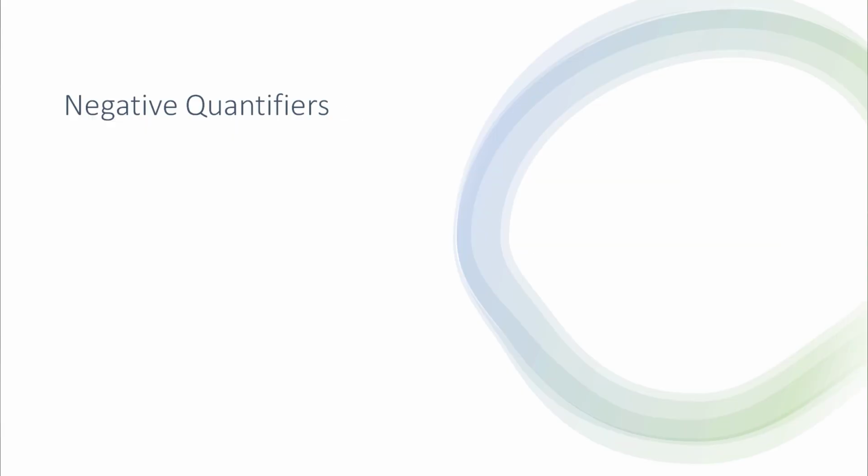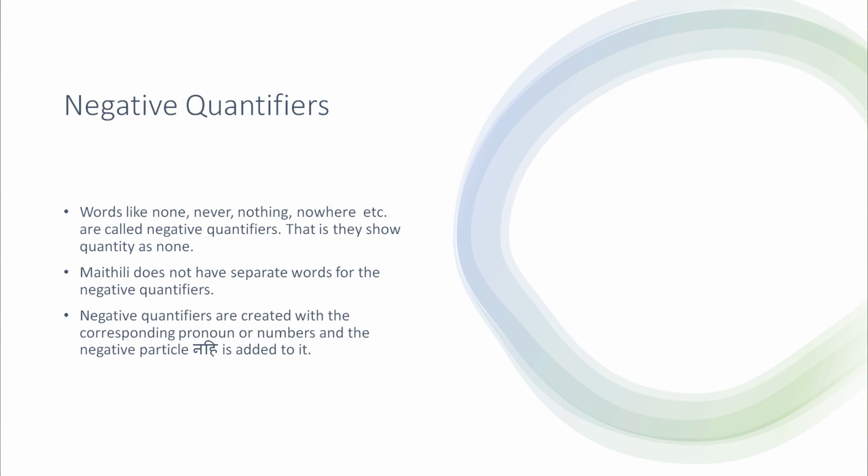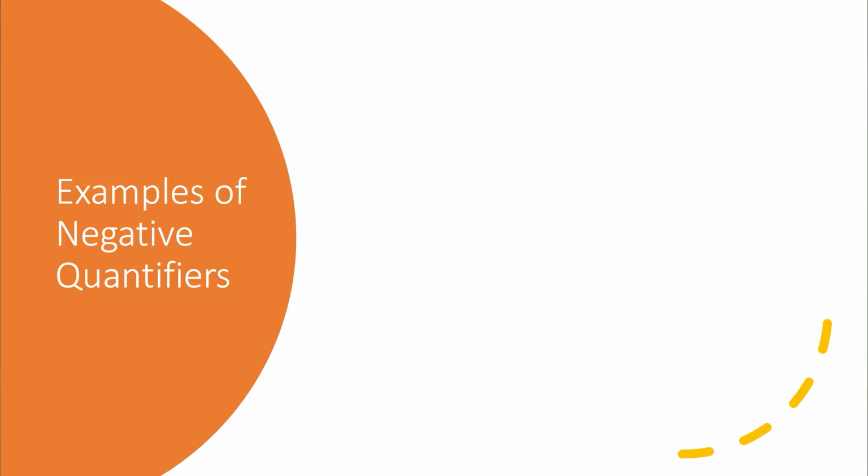We also have something called negative quantifiers, which is a common feature. So, words like none, never, nothing, nowhere, etc. are called negative quantifiers. They are all basic English words and they show quantity as none. Maithili does not have separate words for the negative quantifiers. So, we do not need to worry too much about them. Negative quantifiers can be created with the corresponding pronoun or numbers, and the negative particle nahi is added to it. So, let us see some examples.